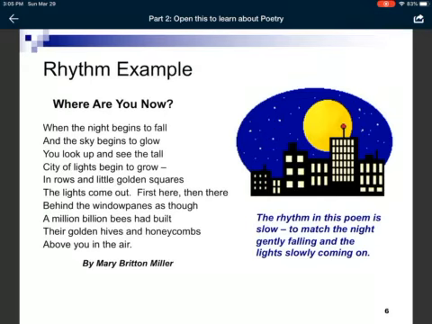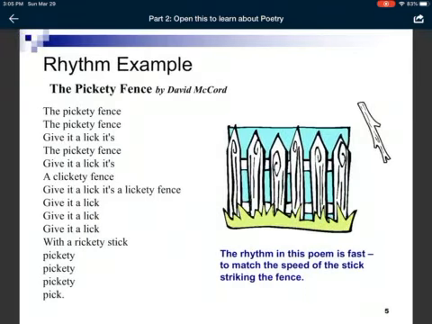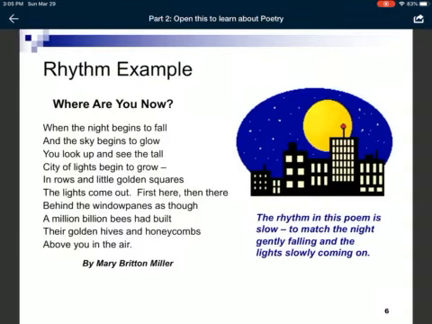So definitely a different kind of mood. The Picket Fence is fast and quick and kind of lighthearted and fun. And Where Are You Now? It's not sad, but it's more relaxing, I would say, because I read it more slowly. To me that's more of a relaxing feeling, kind of like how you sometimes feel at night, when you start to relax a bit more.